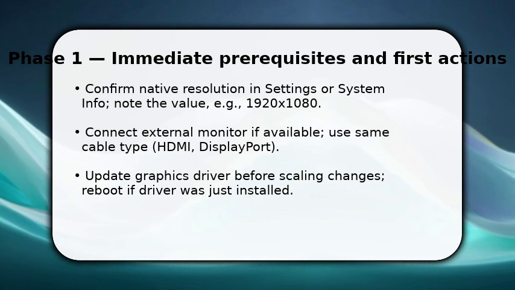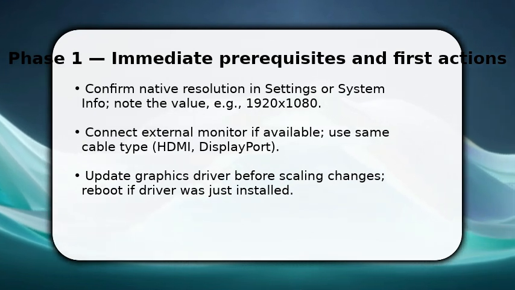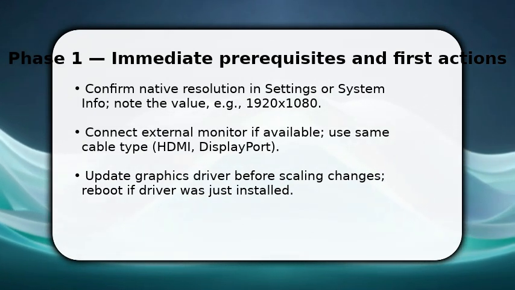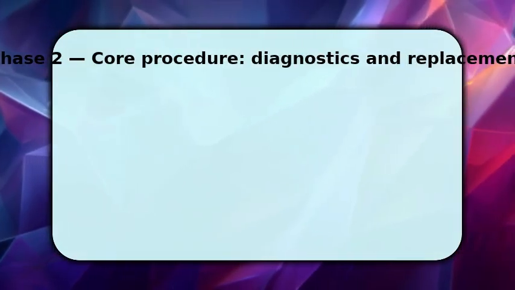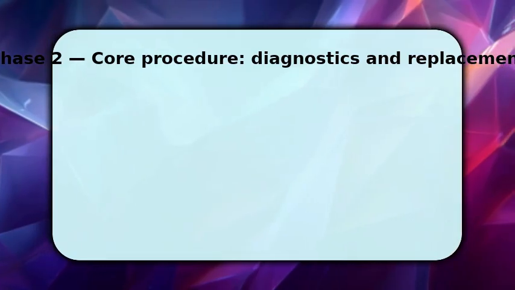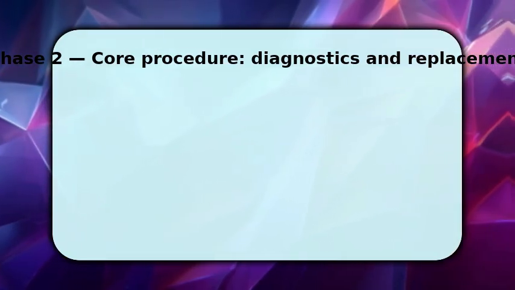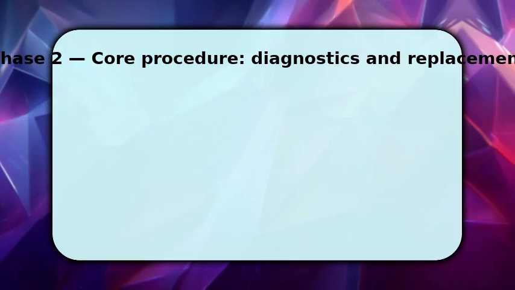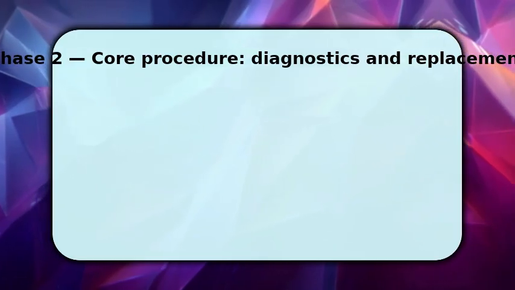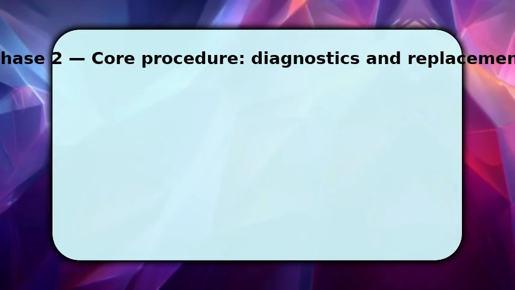Now adjust the resolution to the native value. This yields the sharpest image. Apply changes and confirm. Then tune scaling. Choose 100% for clarity on low DPI screens or 125% for small high DPI displays so text is readable. You can test with a browser and a word processor to judge comfort.